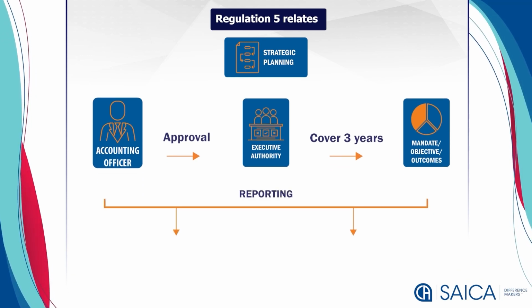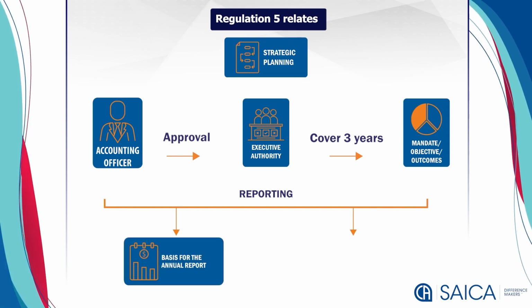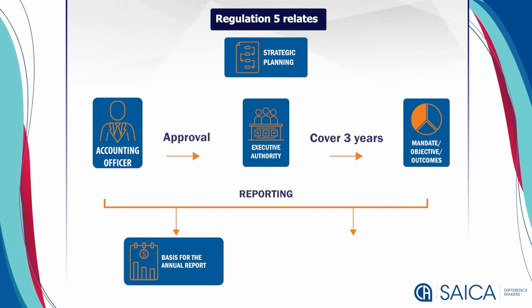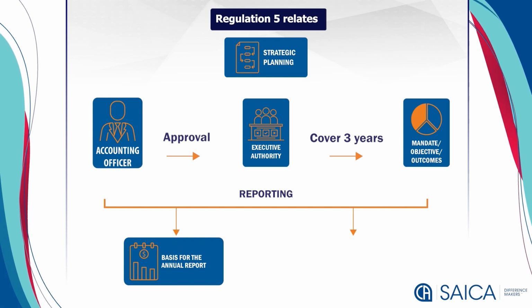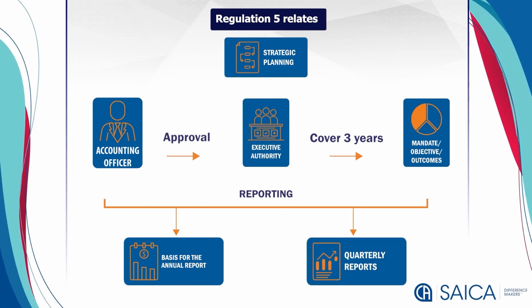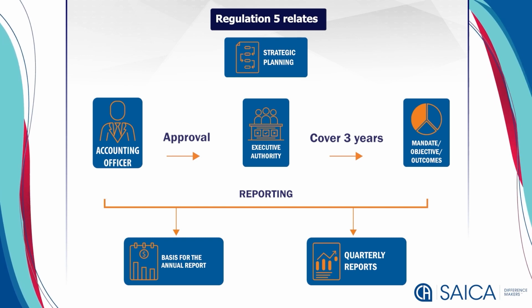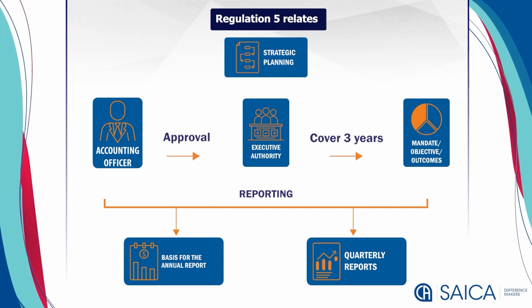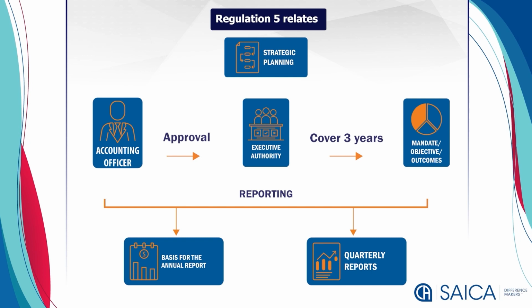The strategic plan must form the basis for the annual reports of accounting officers. The accounting officer of an institution must establish procedures for quarterly reporting to the executive authority to facilitate effective performance monitoring, evaluation, and corrective action.